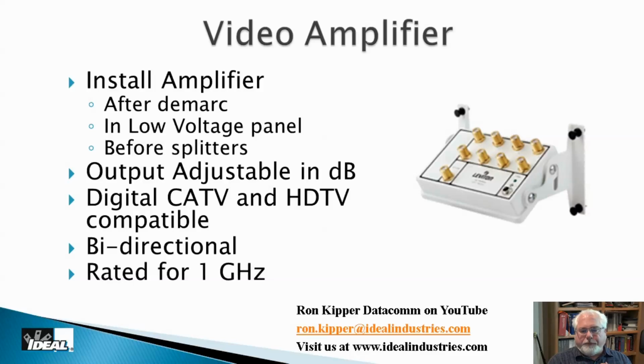Here's an example of a pretty nice amplifier from our friends over at Leviton. It's actually a 1x8. It's an 8-way splitter and an amplifier all wrapped up in one. It's adjustable. It's rated for a gig in frequency, which is kind of the minimum we want out of it. We want to hear the term bidirectional on the splitter as well. We want to see that it's rated for digital cable and HD TV stuff. So just make sure if you buy amplifiers, they are rated for use today, and you should be okay.